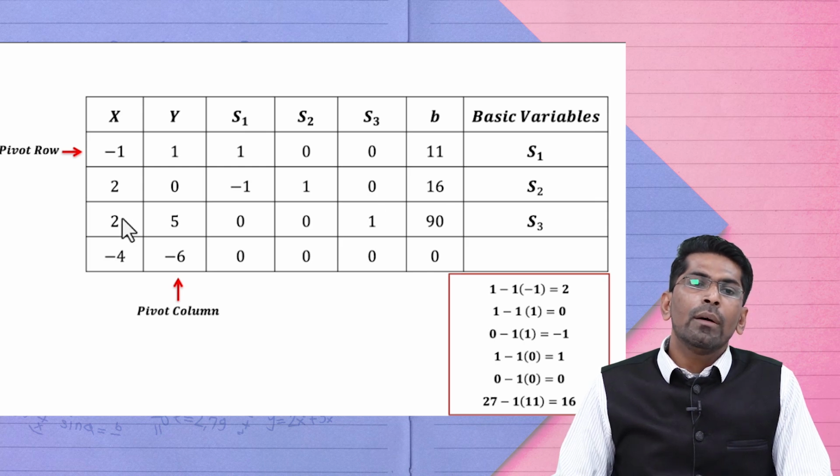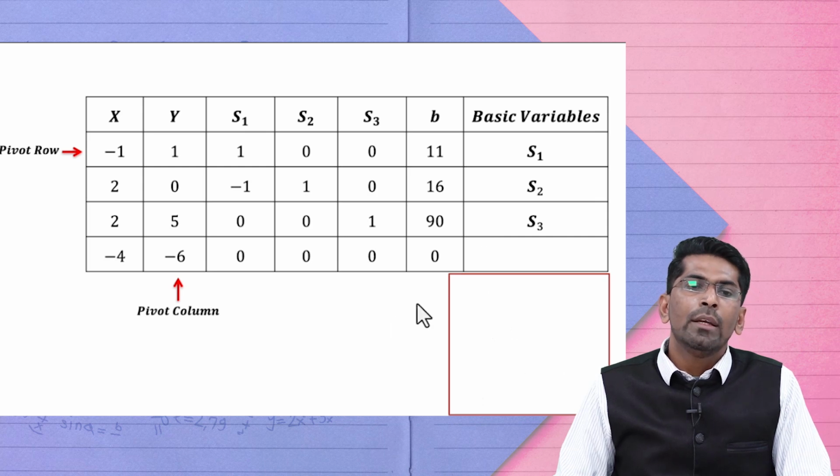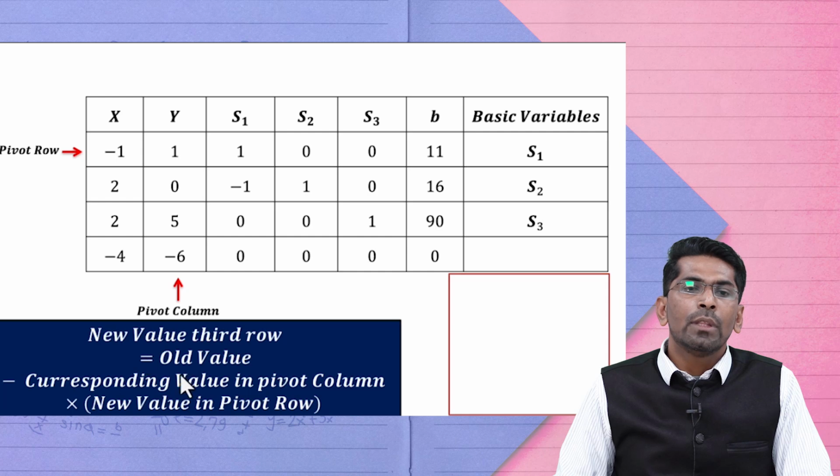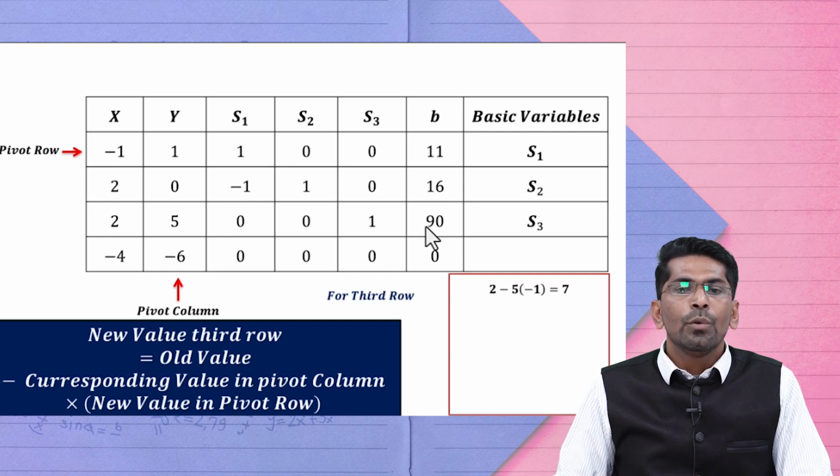Similarly, for the third row, each value we are going to replace with a new value using the same formula. So the new values of the third row will be the old value minus the corresponding value in the pivot column, which is 5, into the new value in the pivot row. So here the old value is 2, 2 minus 5 into the new value, which is -1. So it will be 7. Similarly, 5 minus the corresponding value in the pivot column, that is 5, into the new value, which is 1, which is equal to 0.